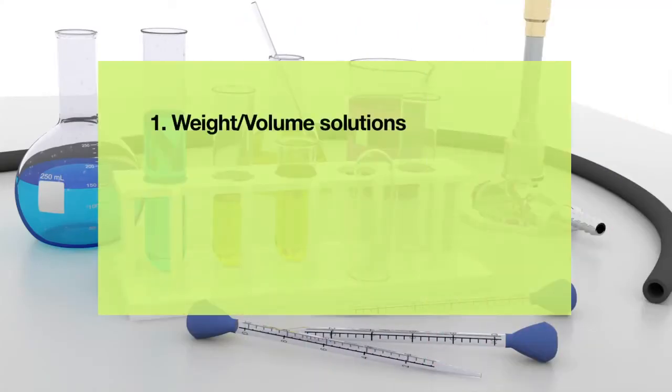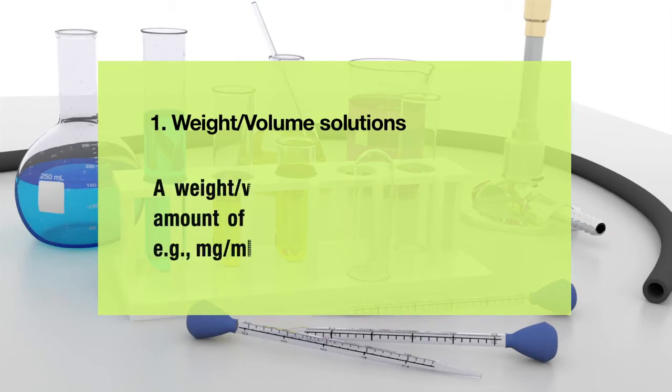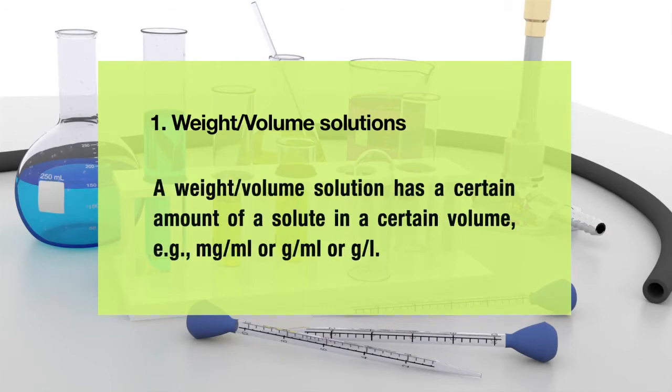Some commonly used concentration units for solutions are as follows. The first one is weight per volume solutions. A weight per volume solution has a certain amount of a solute in a certain volume. For example, milligram per ml or gram per ml or gram per liter.